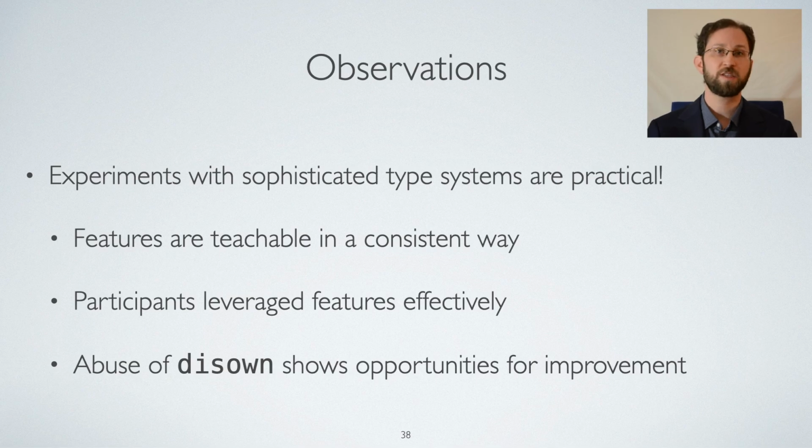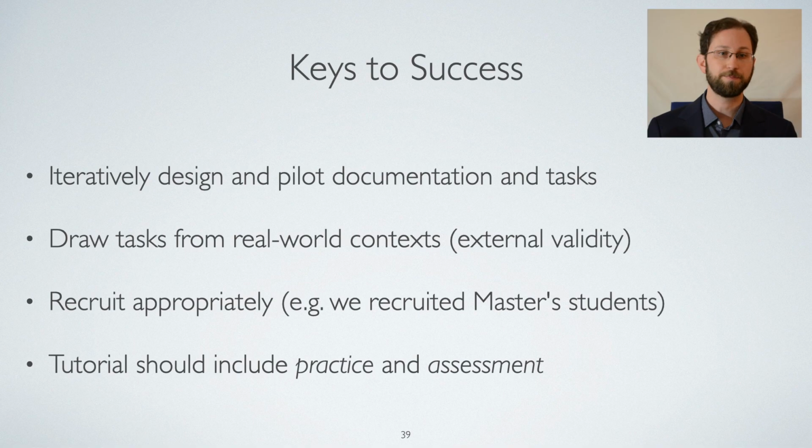So what observations can we make from this study? Well, experiments with sophisticated type systems are indeed practical. You can run them in a lab, you can get interesting results, you can teach the features in a consistent way, and find that some of the participants were able to leverage the features effectively in a relatively short amount of time. In the third task, which I didn't have time to talk about, we found that people abused a feature called disown in order to add bugs to their program. So this showed some opportunities for improvement, either in the language or in the documentation.